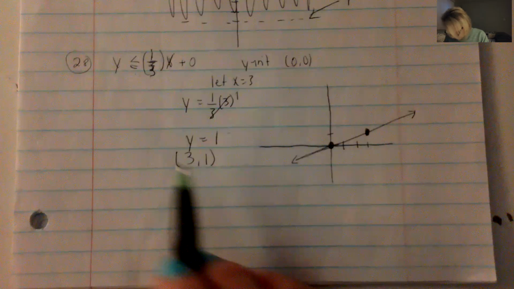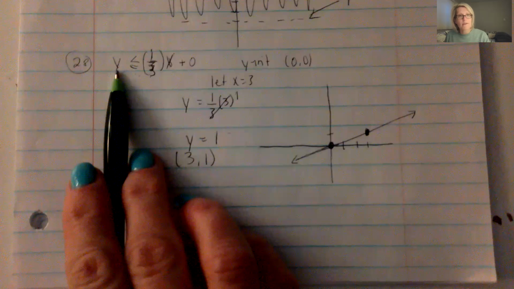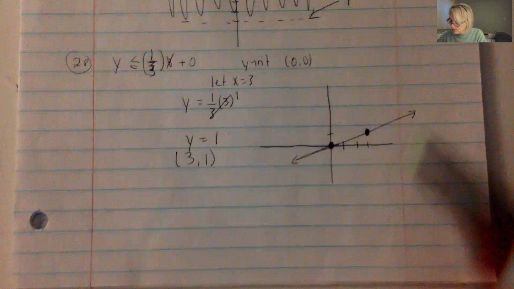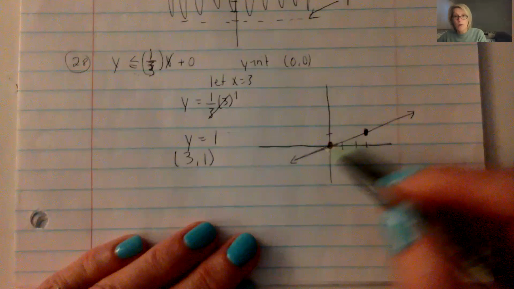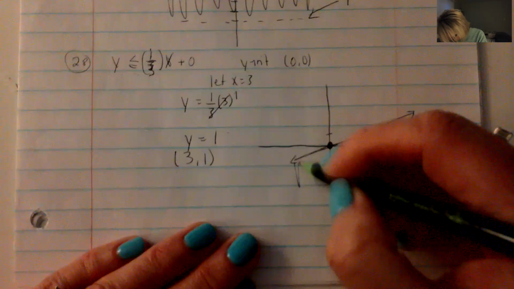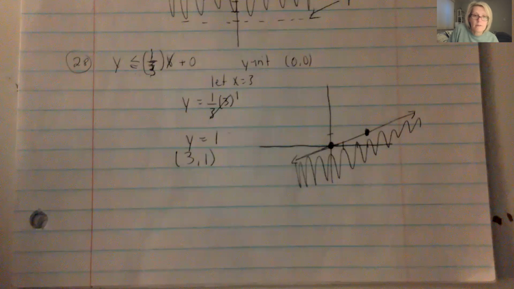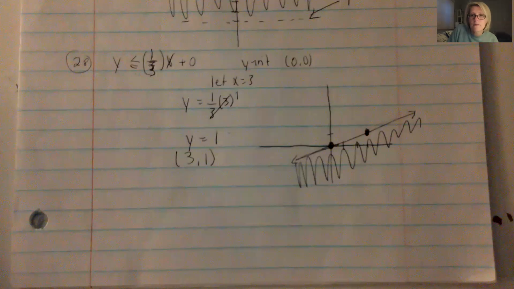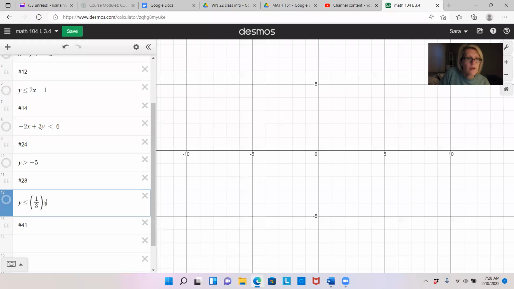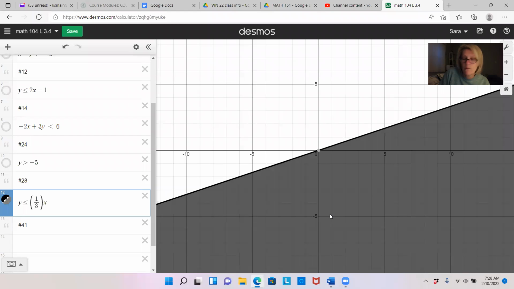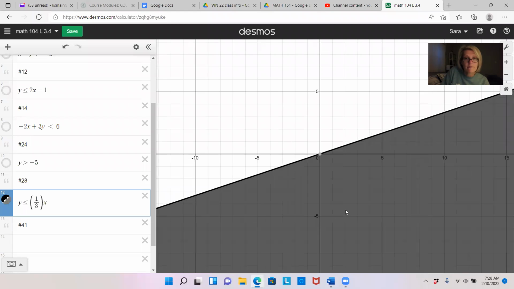Okay, we want to know where the y is less than or equal to 1/3 x. So here's our line, the 1/3 x, and where the y is less than or equal to that. That should be everything down here. Once again, we're going to double check this in Desmos. I'm going to turn that on and voila, there it is.